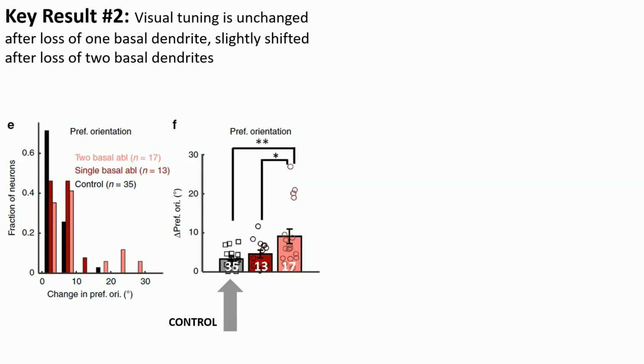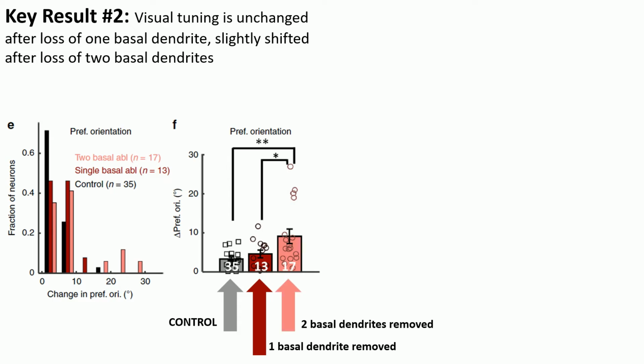The average change in orientation tuning in the control neurons between sessions was less than 5 degrees, and the change seen in the single basal dendrite removal experiments was not significantly different from that. There was a 10-degree on average shift in orientation tuning when 2 basal dendrites were removed, which was significantly different. In case you're wondering, they tried removing 3 basal dendrites, but the cells almost always died when that was tried.